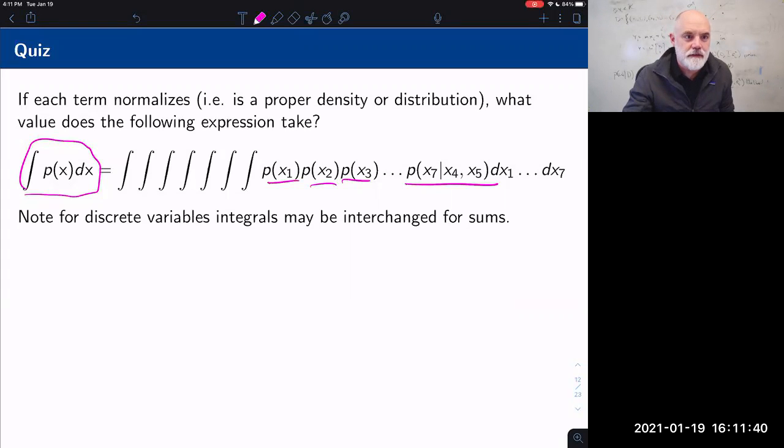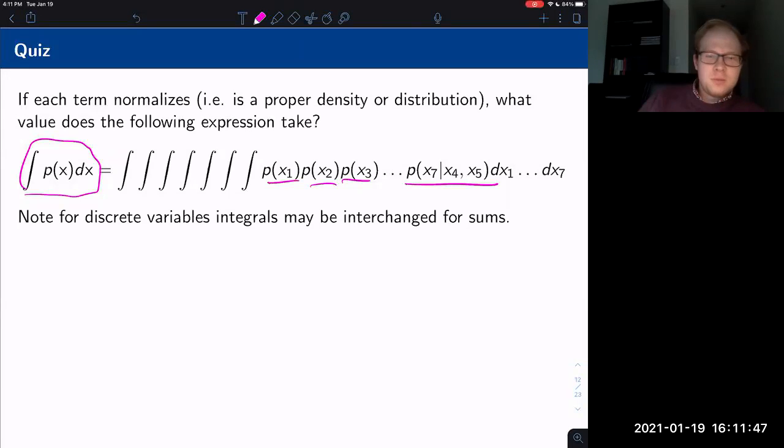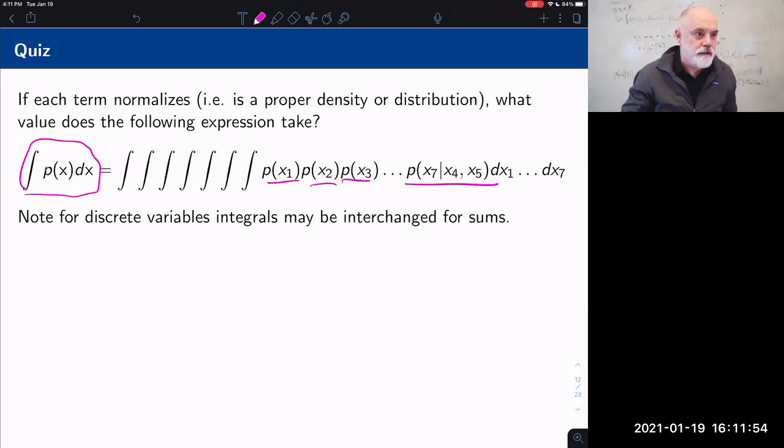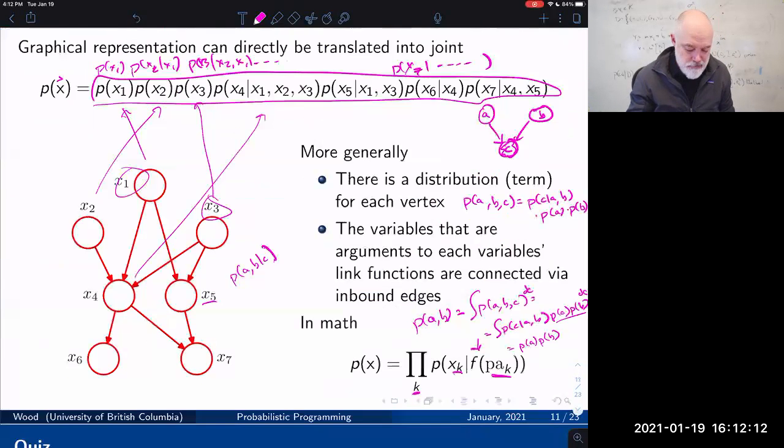I think I saw Adam indicate an answer. Jason indicated an answer. Okay, 1. Everybody comfortable with that? The idea is, of course, that you can move this integral in to the 7, remove the 7. You can move this integral in to the 6, remove the 6, so on and so forth. Everything goes away.